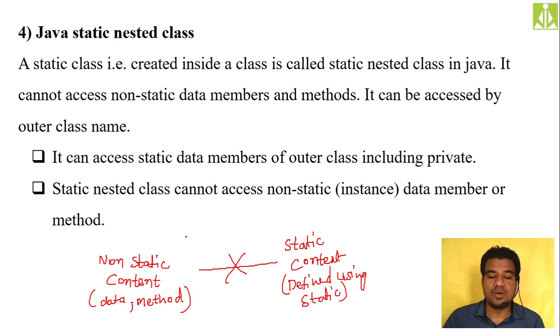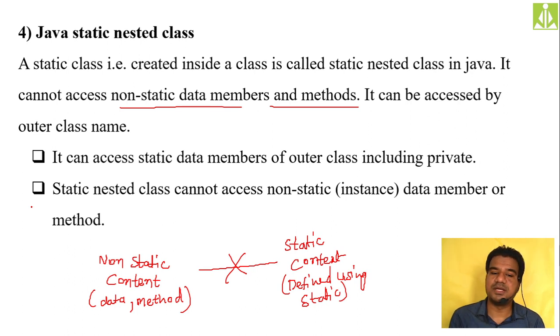Remember this one. Over here the same rule will be applied. Being a static class, a static nested class cannot access the non-static data members and methods. It is a very valid and important point. It can be accessed by the outer class name. So how are we going to access it? In order to access the inner class, we don't have any direct object. So we have to access that nested class with the help of the outer class name.